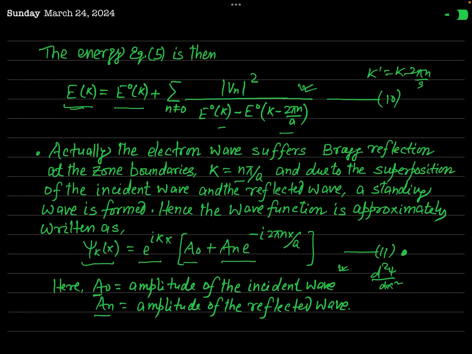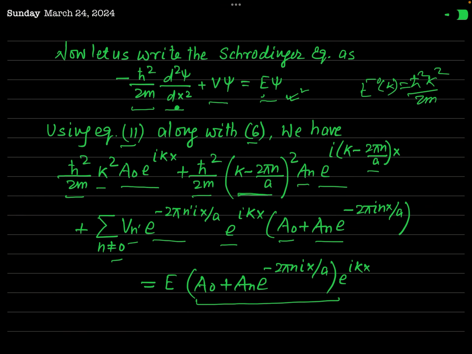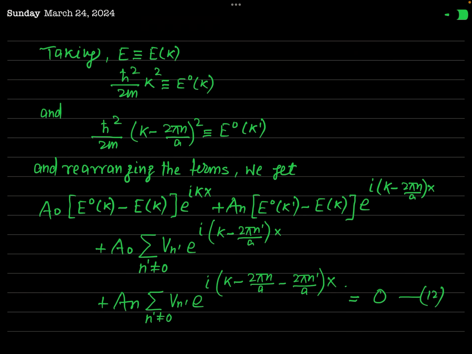Actually, psi, you can see, is equal to this much. So, here the value of psi has been substituted, okay? So, this is obtained by using equation 11 and 6 in this Schrödinger equation, okay? Now, we can take E of k in place of E, and E naught k in place of h bar square k square over 2m, and E naught k dashed in place of this h bar square over 2m k minus 2 pi n over a whole square, okay?